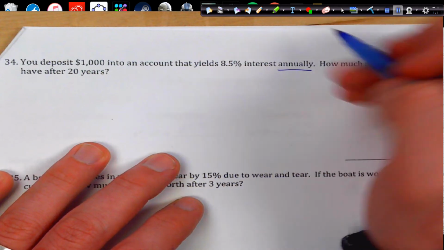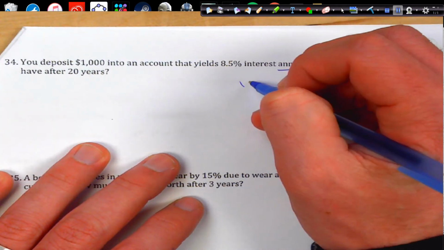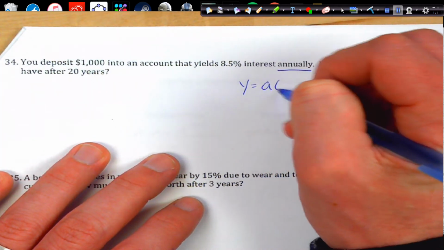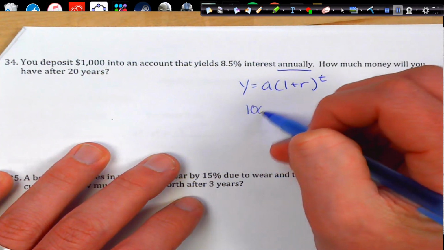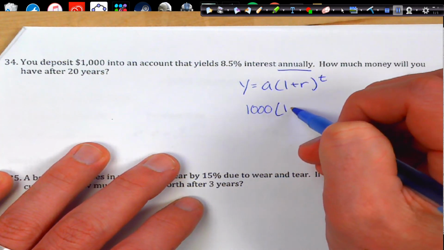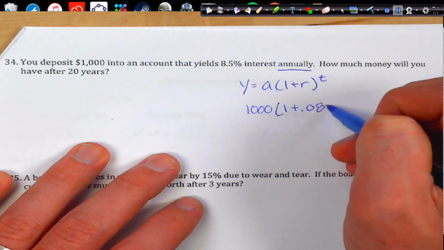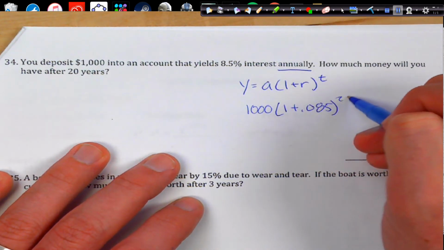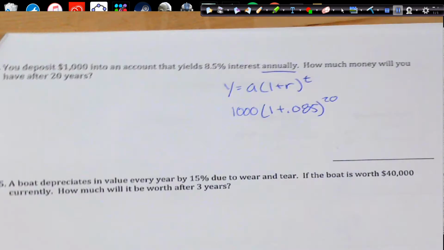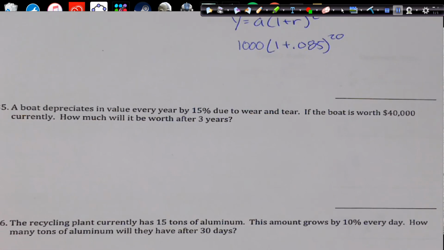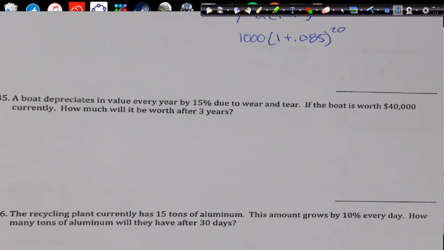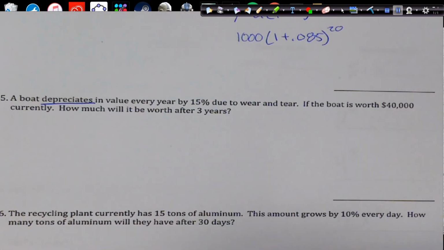This is growing, so we're going to use our growth formula, where it's a 1 plus r raised to the t. A is going to be 1,000 times 1.085 raised to the 20. I want you to try plugging that in your calculator. I'm not going to give you the answer because I want to see what you get when we come to class. A boat depreciates. This means I'm going to subtract.